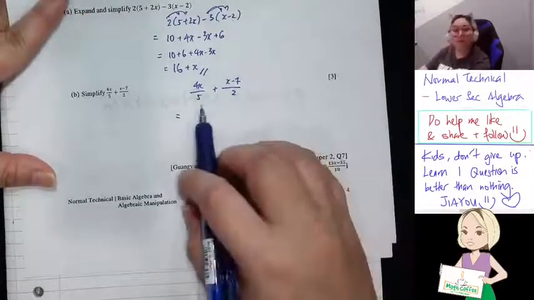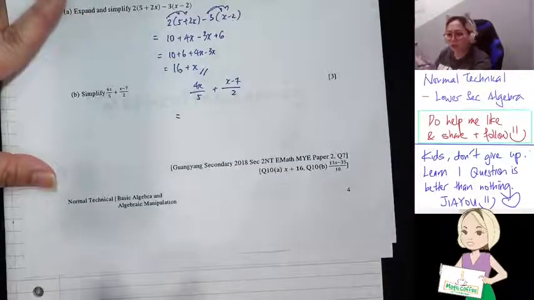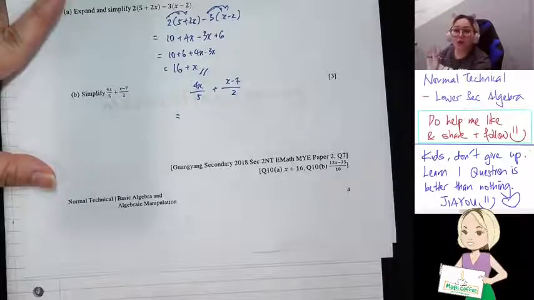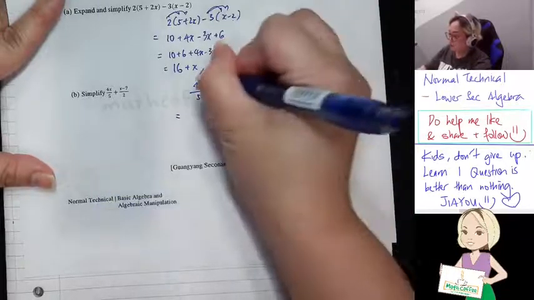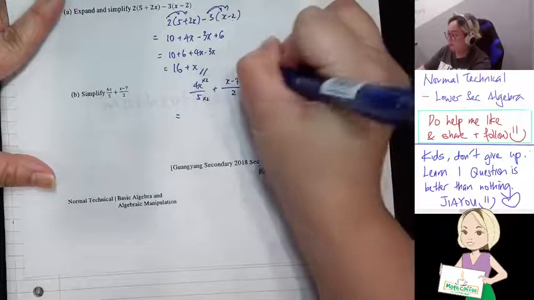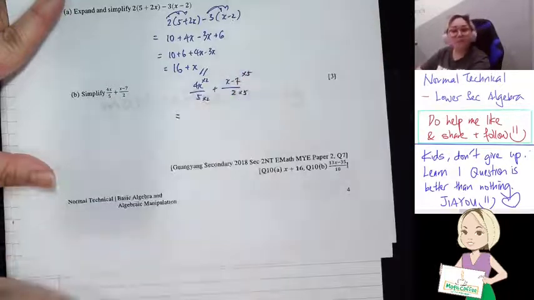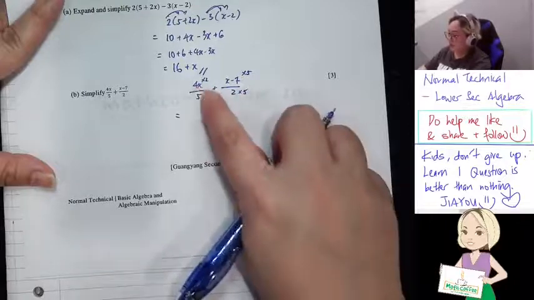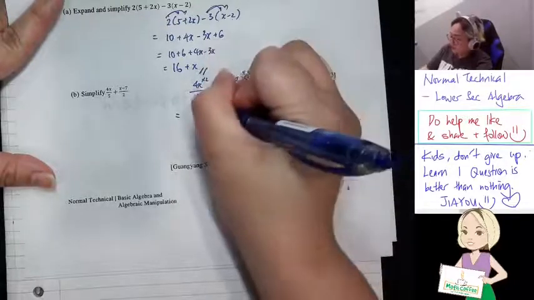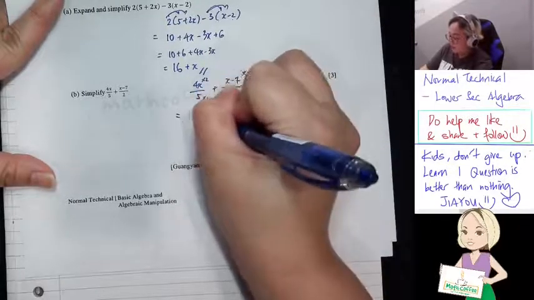Okay, so 5 and 2, the denominators. The first thing you need to do is combine into a single fraction. So we know we need to change to 10. So you know that this one is times 2, times 2, and times 5, times 5. So 4x times 2 is 8x. So it is just 8x over 10.